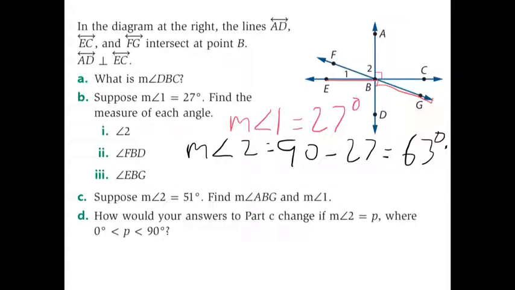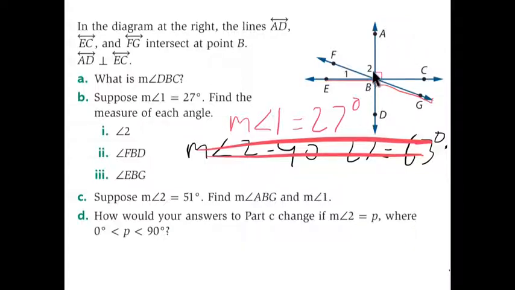The last part that we're looking at here is, suppose that the measure of angle 2 equals 51 degrees instead of what we calculated up here. Suppose that the measure of angle 2 equals 51 degrees. Find the measure of angle ABG. So let's see if we can spot ABG. Measure of angle ABG is right there. So we just have to go through this.